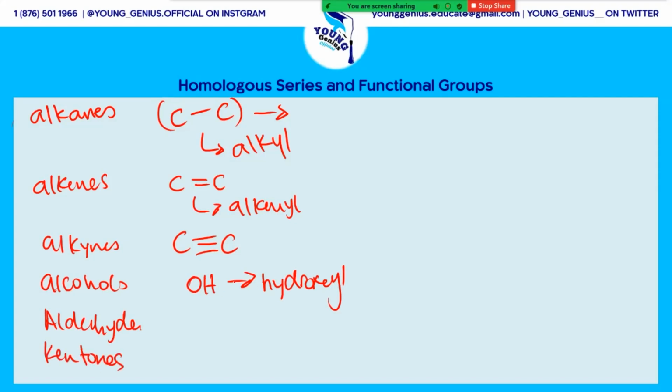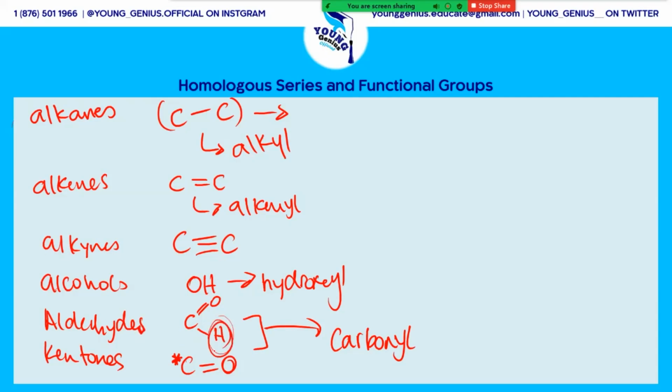Now, aldehydes, you can differentiate between them because you have the C to O double bond attached to an H, while for ketones, it's just the C to O double bond, right? And the C to O group is called the carbonyl group. So this group here, the C double bond O, is called the carbonyl group. So aldehydes are basically a carbonyl group attached to a hydrogen atom. So that's the difference between aldehydes and ketones, all right? Both have a carbonyl group, but aldehydes have an H attached to the carbonyl group, right?